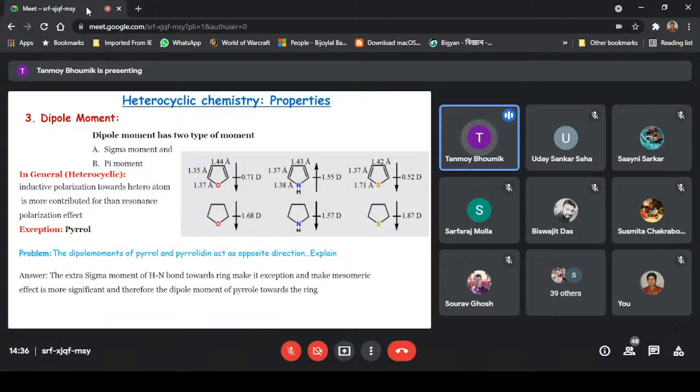The dipole moments of pyrrole and pyridine act in opposite directions. Explain why. Because the difference between pyrrole and pyridine is that pyrrole has a nitrogen-hydrogen bond, and this nitrogen-hydrogen bond has a dipole moment direction towards the nitrogen from the hydrogen, and as a result it is not reinforced by the other, and this nitrogen dipole moment value gradually decreases.